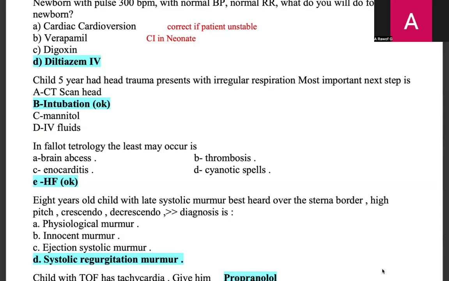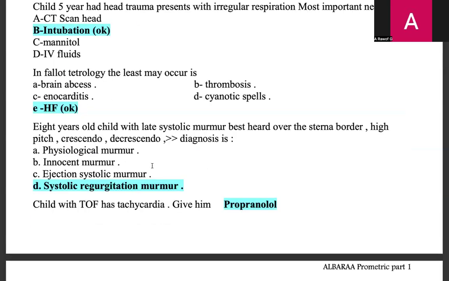Next is an 8 year old child with late systolic murmur, best heard over the sternal border, high pitch, crescendo, decrescendo. The diagnosis is systolic regurgitation.